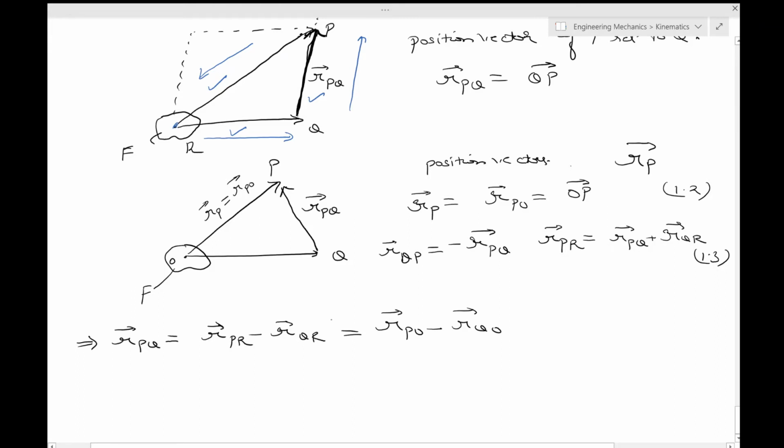How will this happen if R is equal to O? Okay, so here this point is R, here this point is O, and hence this can be written. Then since we can drop the O part, we will get RP minus RQ.